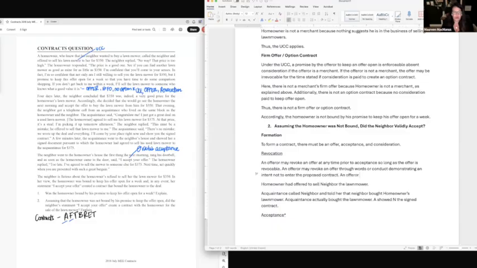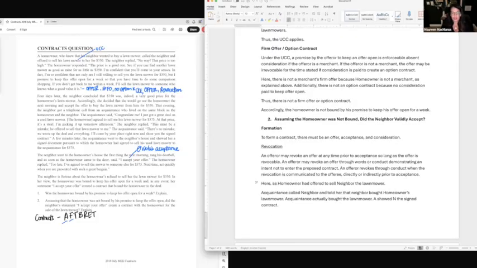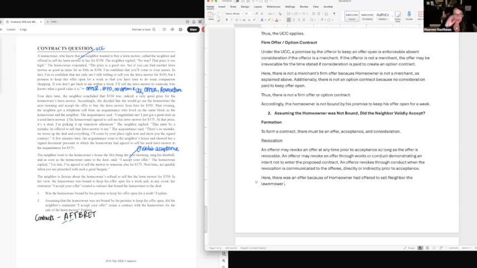An offeror revokes through conduct when the revocation is communicated to the offeree directly or indirectly prior to acceptance. As explained above, well, we didn't really explain it. I'm not really going to go into offer because I'm just going to say that homeowner had offered to sell neighbor the lawnmower, you could say for $350. I don't need to go into all the detail of it being to an identified offeree and with clear and definite terms and all of that stuff. That's not really at issue here.